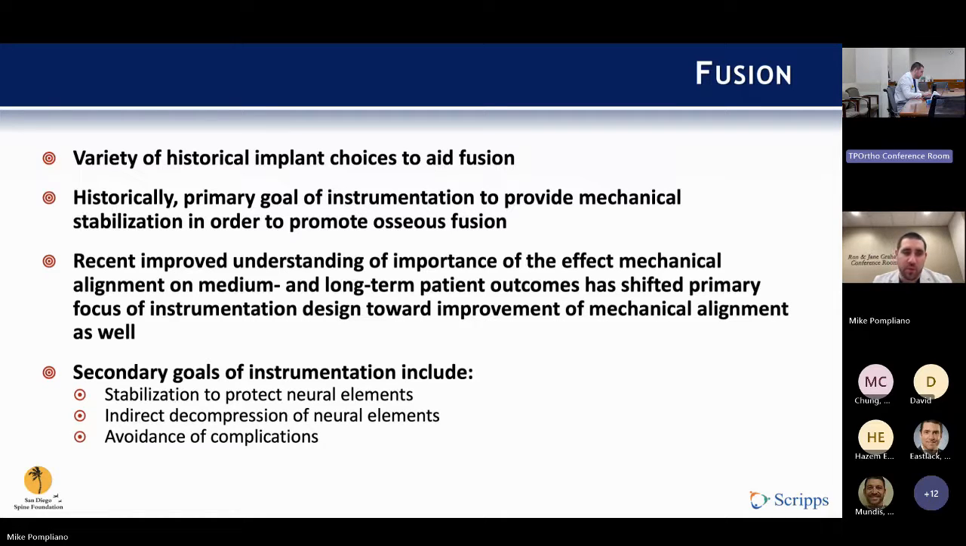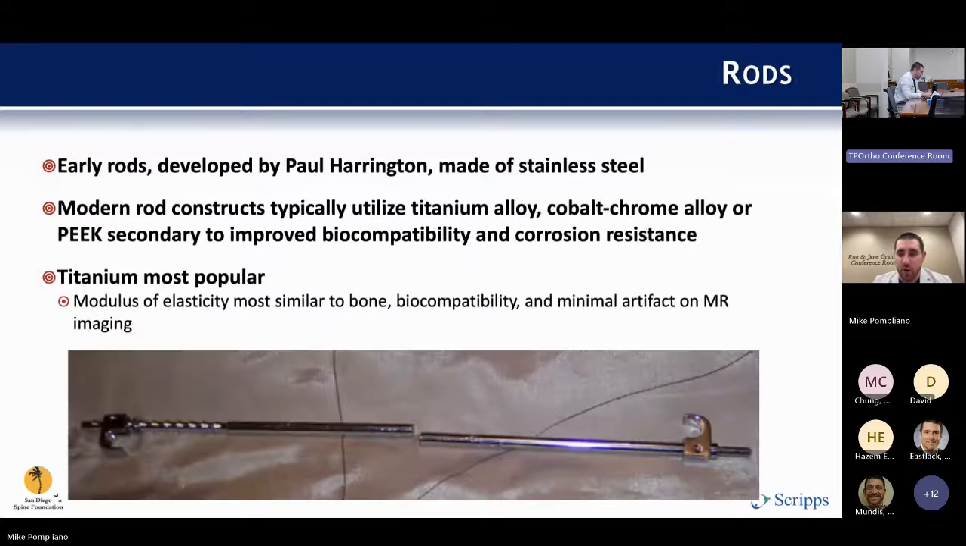And really, alignment should be included in this list as well, although you could argue that that's a primary goal as a 1A and 1B with stabilization. Looking at rods, this is an early rod that was developed by Paul Harrington, made out of stainless steel. Modern rod constructs typically utilize titanium or cobalt chrome, especially for deformity surgery, with PEEK as an additional option, although PEEK is less popular. Titanium is by far the most popular option.